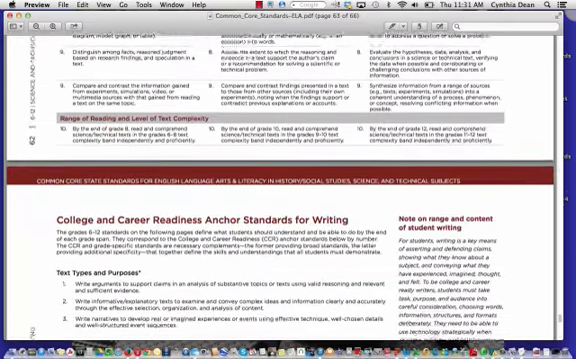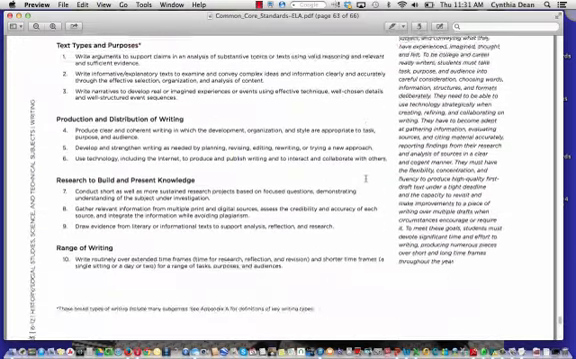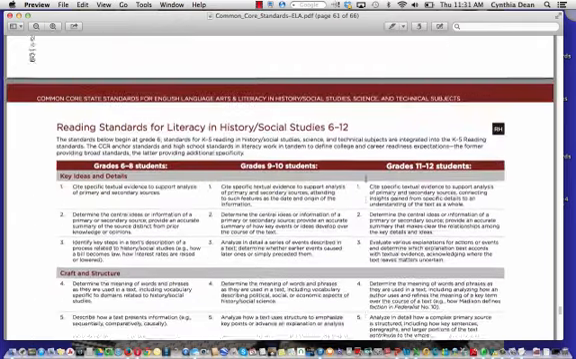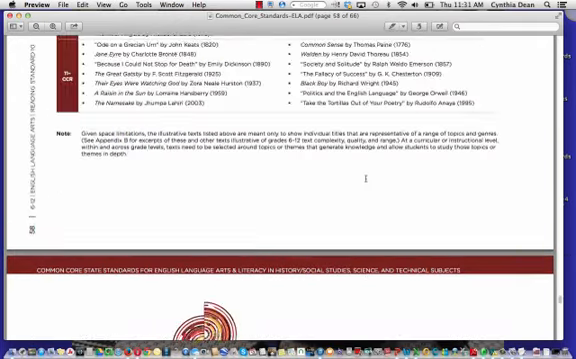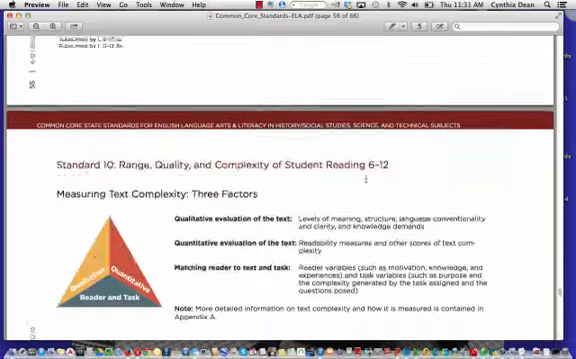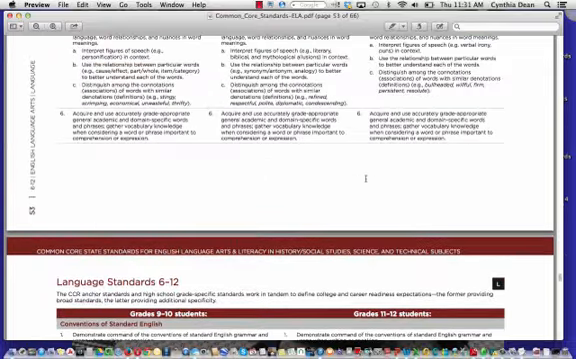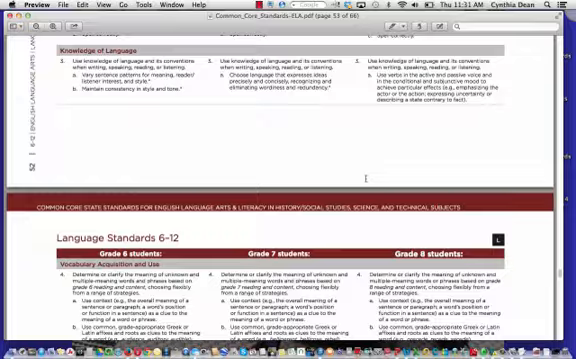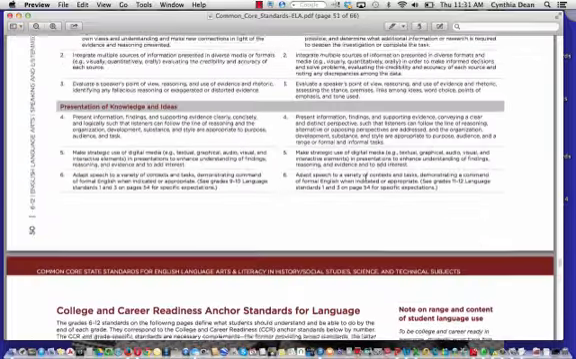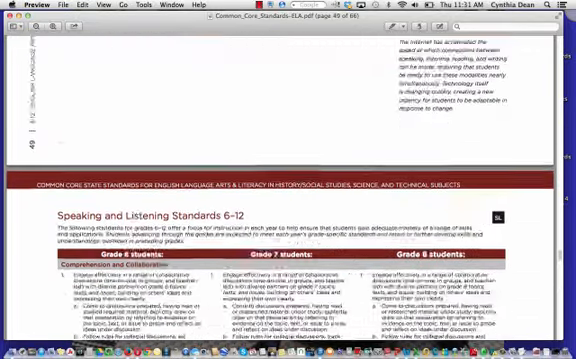Okay, so I'm going to go back up here in the writing. All right, so you're going to have to look carefully at what you want students to know and be able to do. Okay, I'm going to back up into the ELA. Let me just back up a little bit more here. I want to get to the writing for ELA.